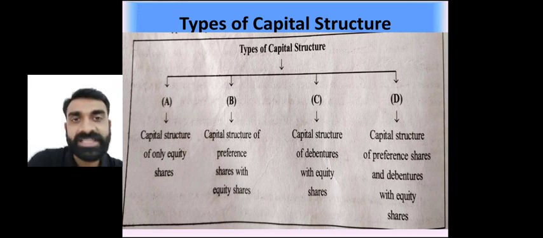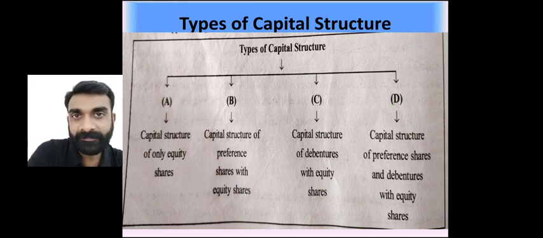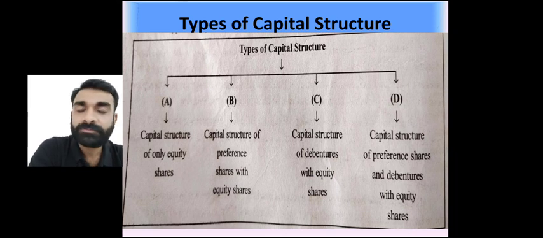That means all the things have been utilized. In option D, the raising of finance or funds can be easily achieved, but the default payment is going to increase. So mainly 4 types of capital structure are there.